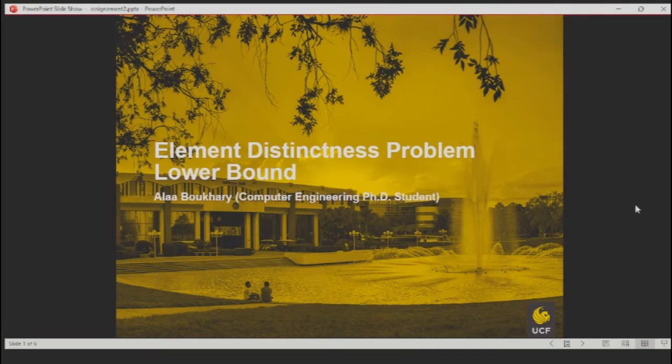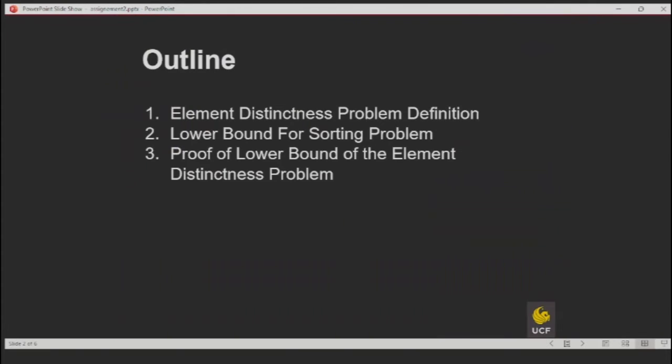Hi, in this video I'm going to talk about the element distinctness problem lower bound. In particular, in this presentation first I'm going to discuss what is the element distinctness problem. Then I will discuss what is the lower bound for the sorting problem and why it can be applied directly to this problem. And later I will discuss what is the proof of the lower bound of the element distinctness problem. In particular, it is an extension of the proof of the lower bound for the sorting problem.